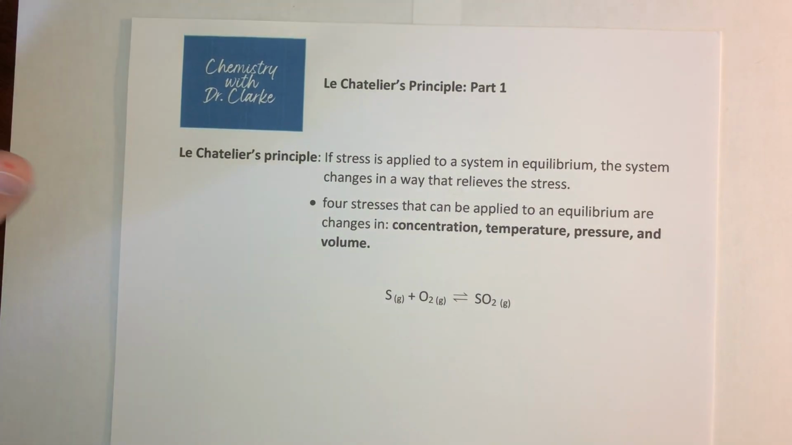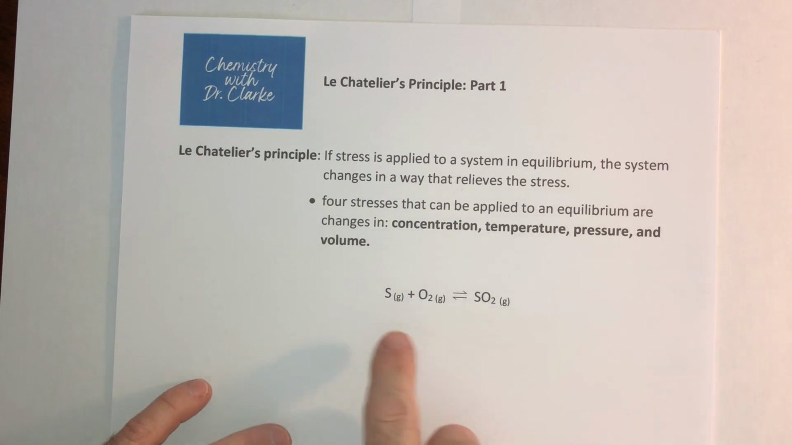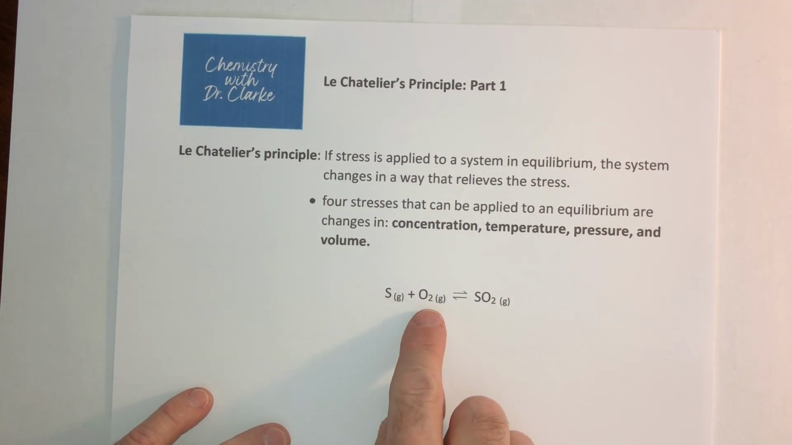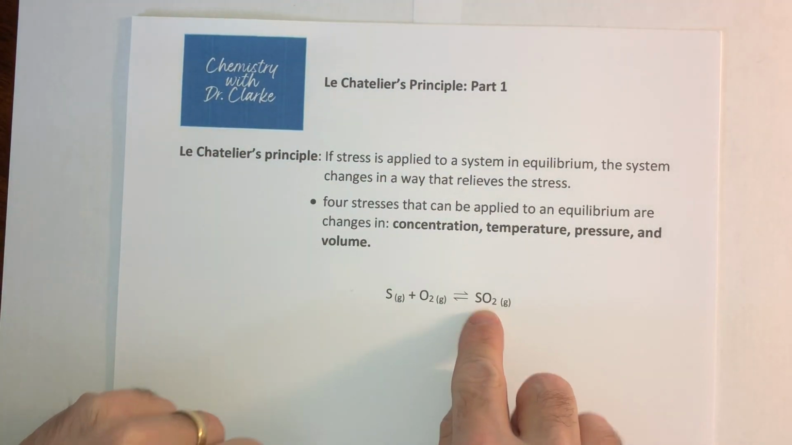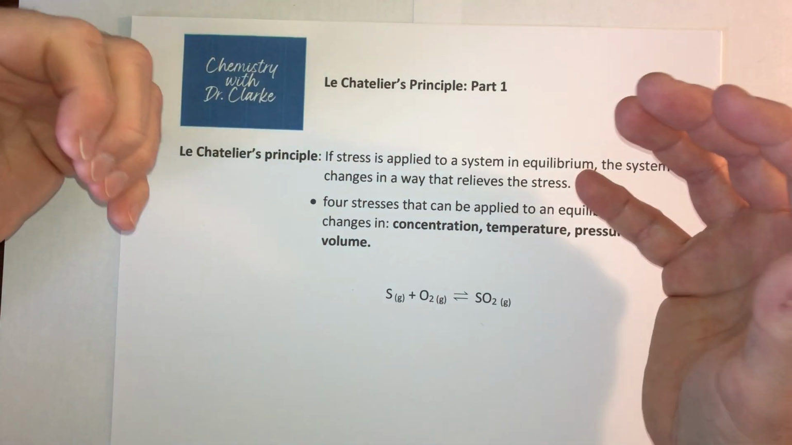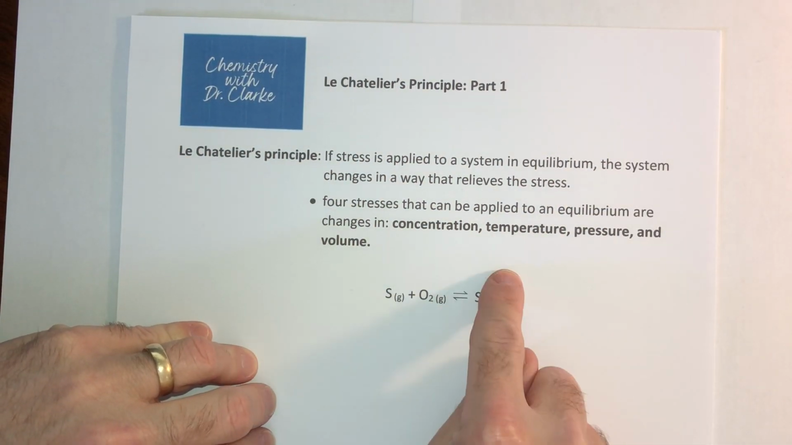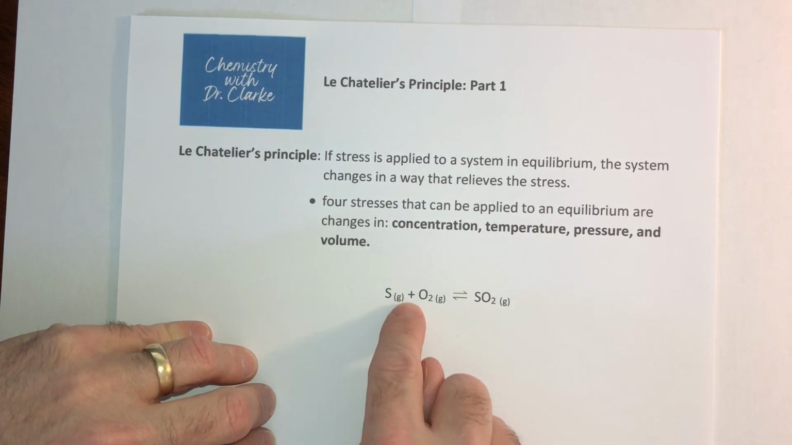Okay, so let's define LeChatelier's principle. LeChatelier said, if you have an equilibrium, like this beautiful equilibrium here, I have some sulfur and some oxygen. They come together to form sulfur dioxide, and then the sulfur dioxide falls apart and turns back into sulfur and oxygen. So the reaction goes forward, and then the reaction goes backwards. Reaction goes forwards, reaction goes backwards.